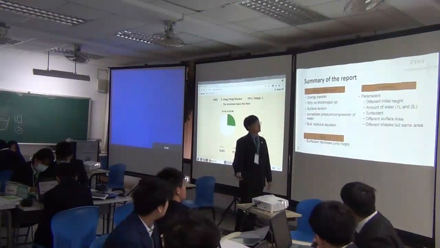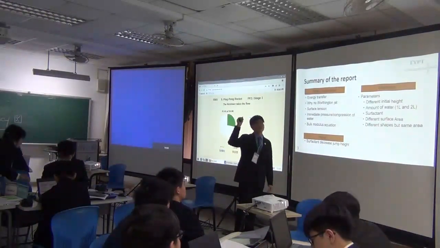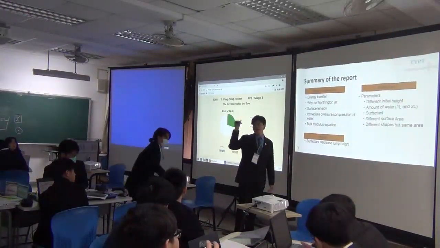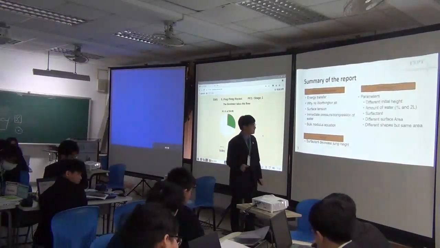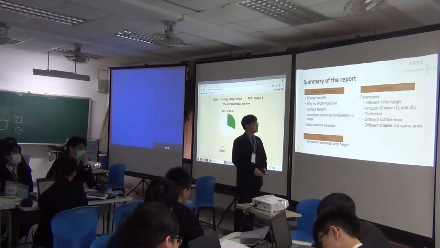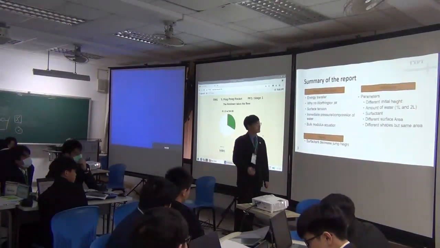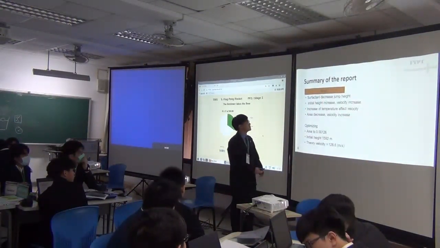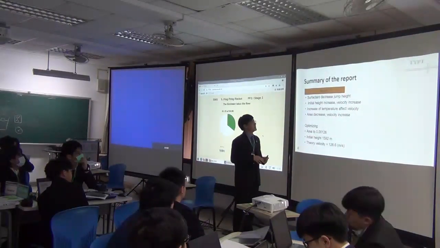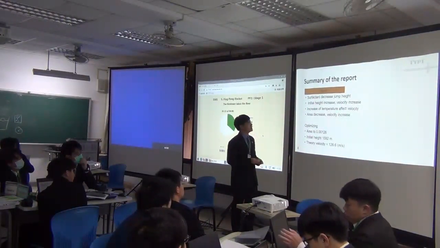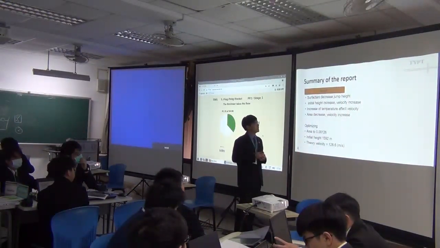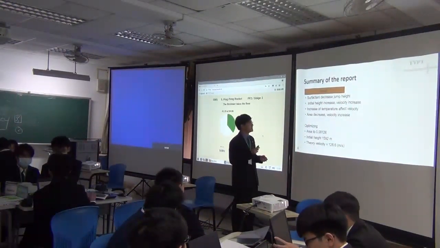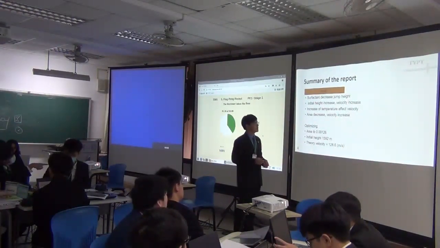In the setup, she hangs the container on the ceiling so that it falls to the ground, and the results are that surfactant decreases the jump height. Also, when the initial height increases, the velocity also increases, and temperature affects the velocity, and when the area decreases, the velocity also decreases.